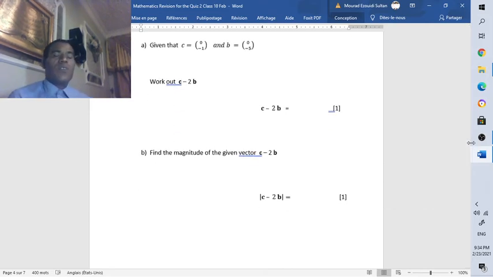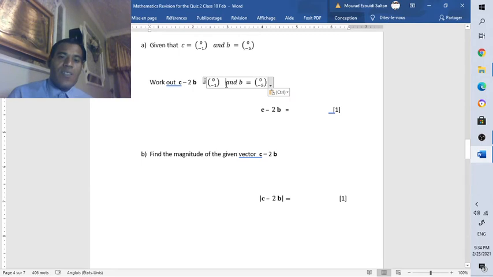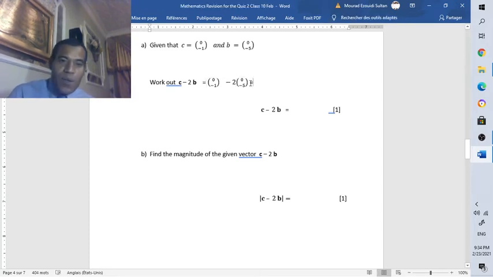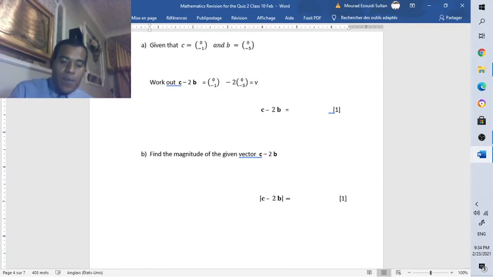If C is a column vector (0, -1) and B is also a vector (0, -2), the question is to work out C minus 2B. So C minus 2B will be equal to what, my learners? This is a column vector. I will paste it, then equal, then this is the first vector, then I will minus 2 multiplied by this one. I will just paste it as it is.